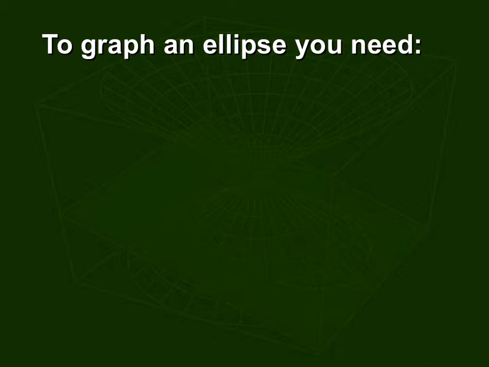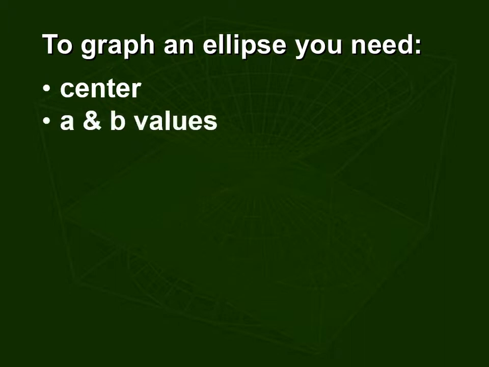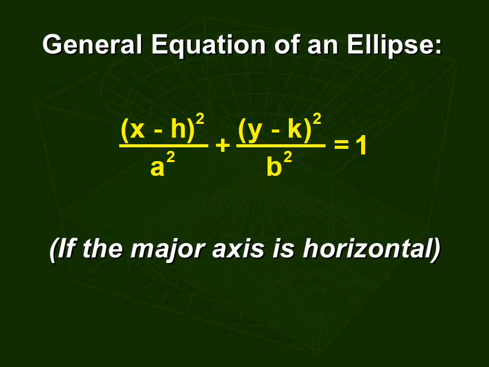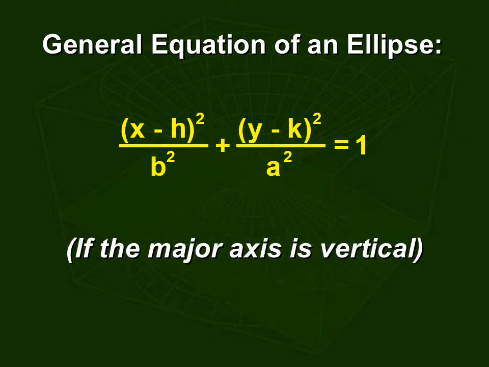All right, so let's talk about how to graph an ellipse. This is what you need. You're going to need to know your center, your (h, k). We need to know the A and B values. The reason is that the general equation of the ellipse, the working form, is (x minus h) squared over a squared plus (y minus k) squared over b squared equals 1. This is if the major axis is horizontal. If the major axis is vertical, the only thing that changes is the b and the a. So you have b squared as your denominator first.